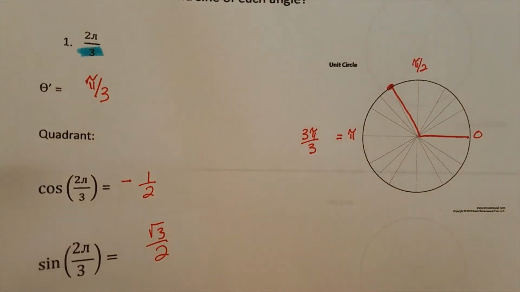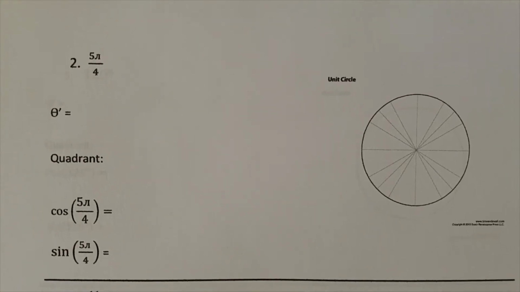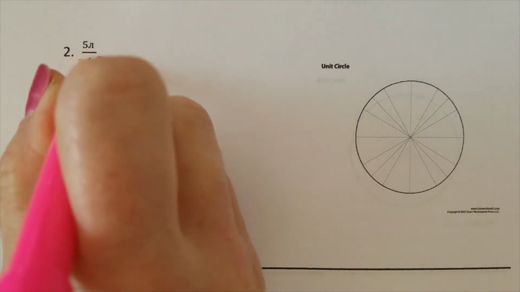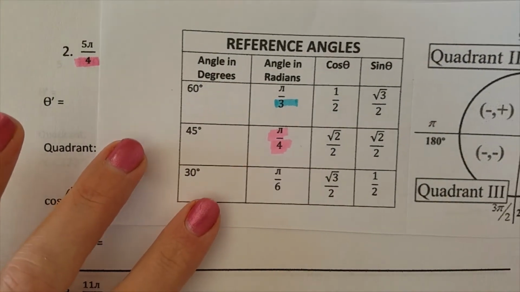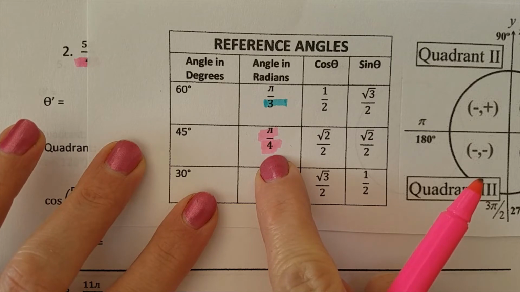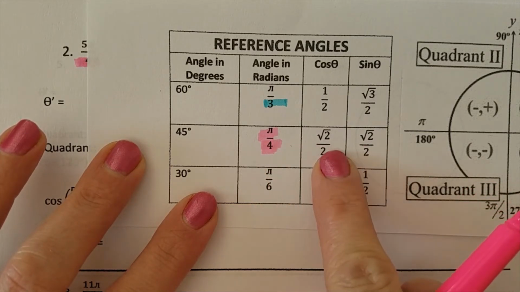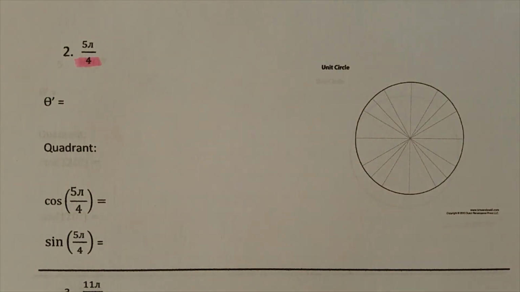Let's go do another one. Number 2, 5 pi over 4. And again, we're in radians. All we need to do is look at the denominator. See the 4 right there? Pi over 4, that is your reference angle. The measurements of cosine and sine are both square root 2 over 2. These are the nice, easy ones to remember.